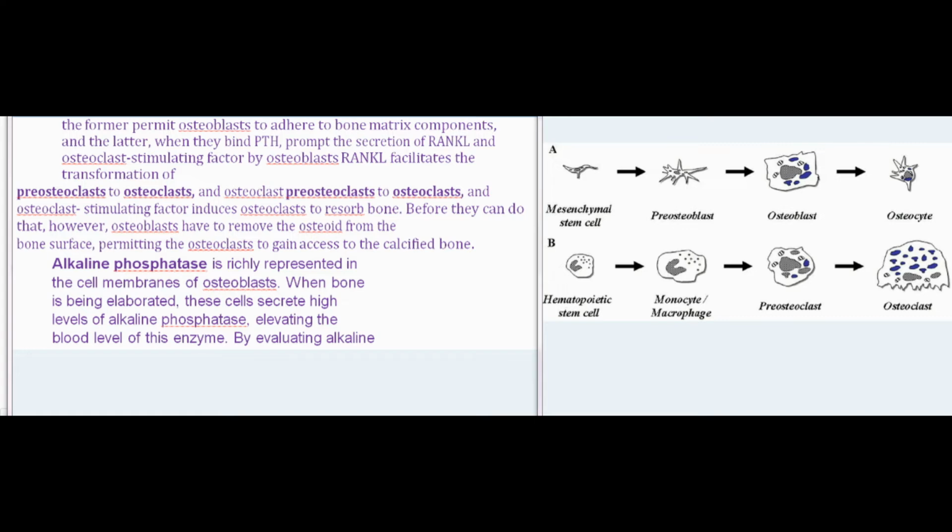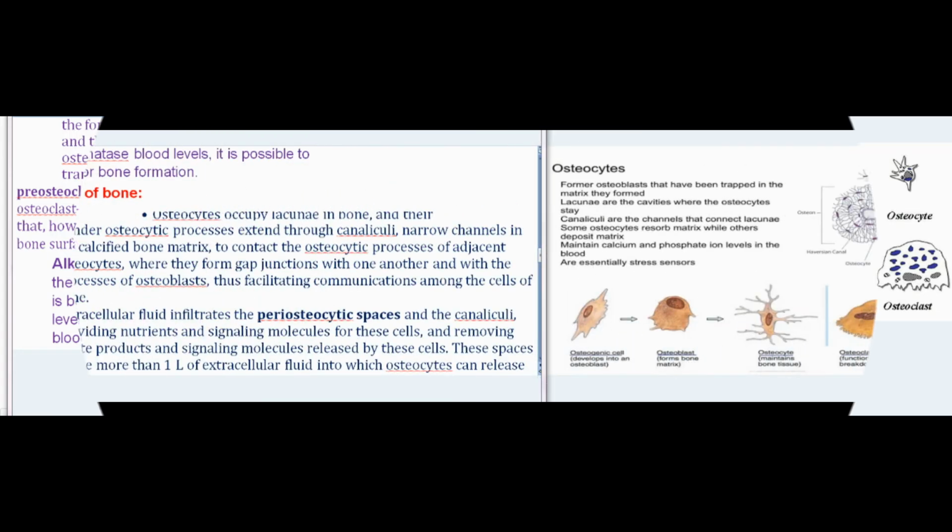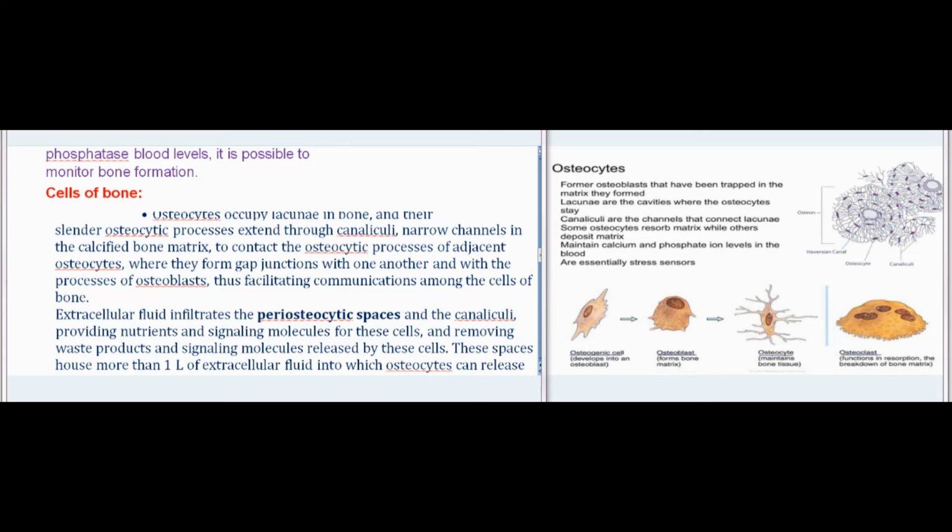When bone is being elaborated, these cells secrete high levels of alkaline phosphatase, elevating the blood level of this enzyme. By evaluating alkaline phosphatase blood levels, it is possible to monitor bone formation.